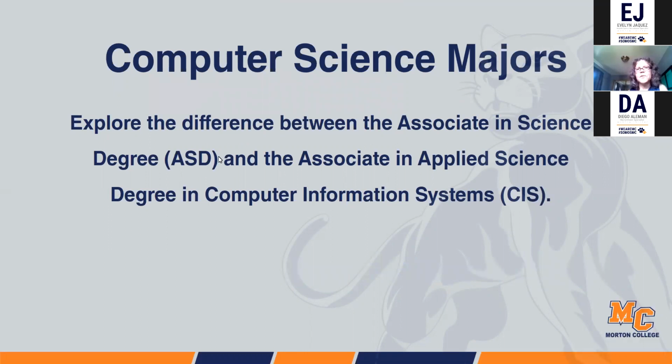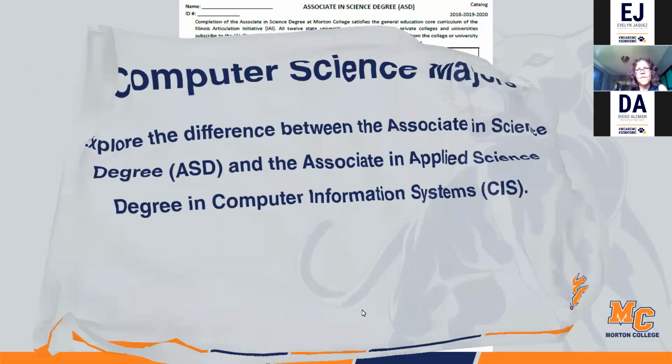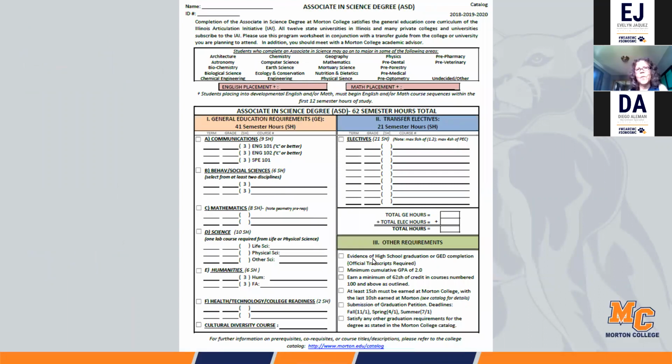Okay, so we're going to be talking about two different programs for computer science. The first one is the Associate in Science degree, and the second one is the Associate in Applied Science degree in Computer Information Systems. So we're going to talk about the Associate in Science degree first.